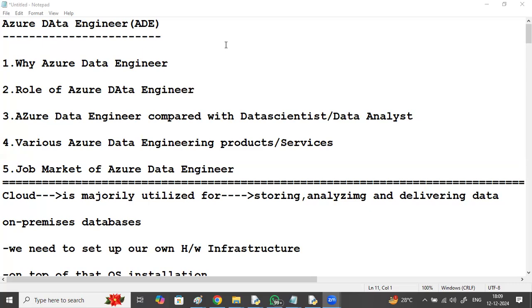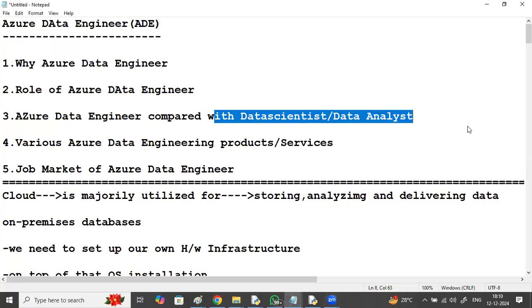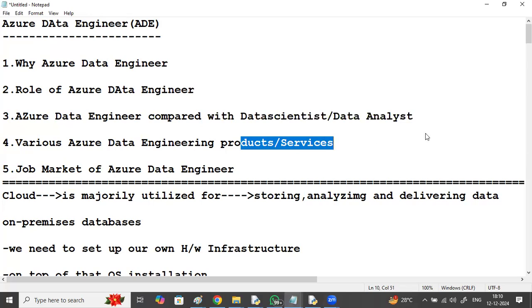We had an introductory session yesterday related to Azure Data Engineer. Let me take 5 minutes to recap what we discussed yesterday: why Azure Data Engineer, the role of an Azure Data Engineer compared with data scientist and data analyst, various Azure data engineering products or services, and the job market of Azure Data Engineer, right?